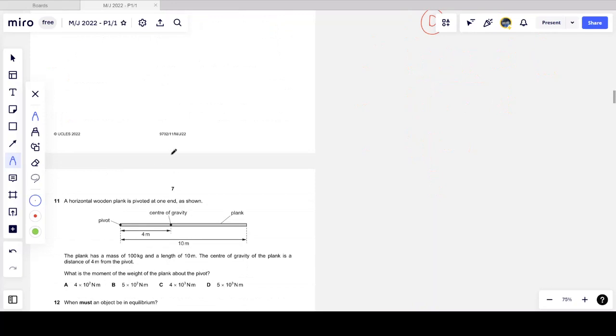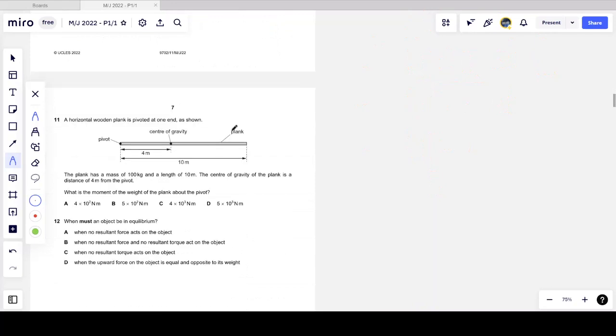Okay, so that's a quarter of the paper done, the first 10 questions down. Now we're moving on to rotational dynamics. We're told that a horizontal wooden plank is pivoted at one end, as shown. The plank has a mass of 100 kg and a length of 10 meters. The center of gravity of the plank is a distance of 4 meters from the pivot. What is the moment of the weight of the plank about the pivot?